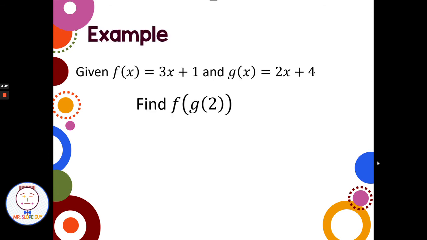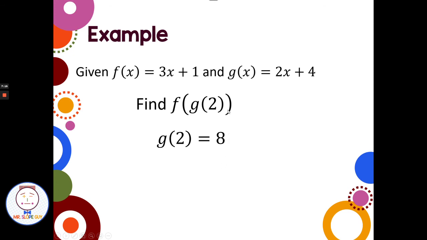Now, what do the harder problems look like? Well, let's look at this. We have f of g of 2. Well, we're going to work from inside out. We're going to find the value of g of 2, and once we find g of 2, then we can substitute that amount into the f function. So first, to find g of 2, I want to use this expression, and I want to replace the x with 2. So I'm going to have 2 times 2 is 4, plus 4 is 8, so g of 2 is 8.